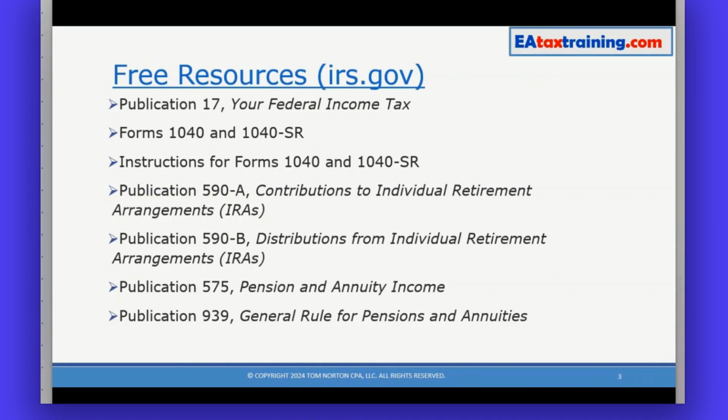As usual, we have our free resources from irs.gov. You see Publication 17 there and the instructions to Form 1040. Then also the two big publications for this video are Publication 590-A and 590-B. 590-A covers contributions to individual retirement arrangements. 590-B covers distributions from individual retirement arrangements.